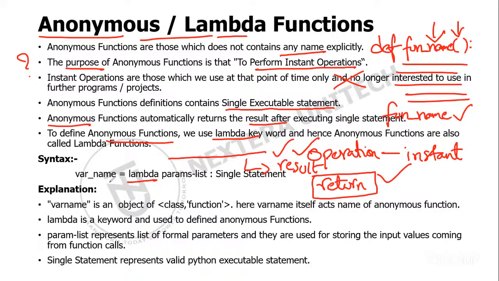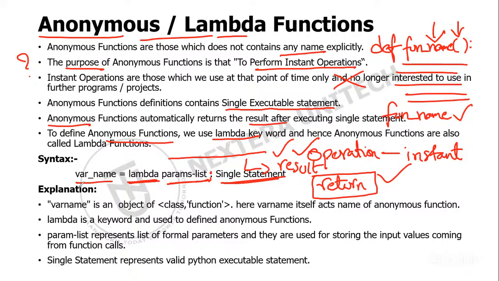The syntax is: variable name equals lambda keyword, then the parameters list, colon, single statement. Variable equals lambda keyword followed by parameters list, colon, single statement. So here we'll keep the logic. The entire logic will be kept in only one single statement, and this statement will get executed.